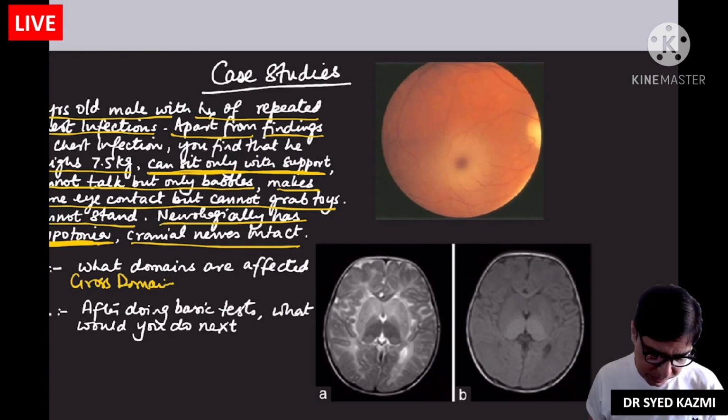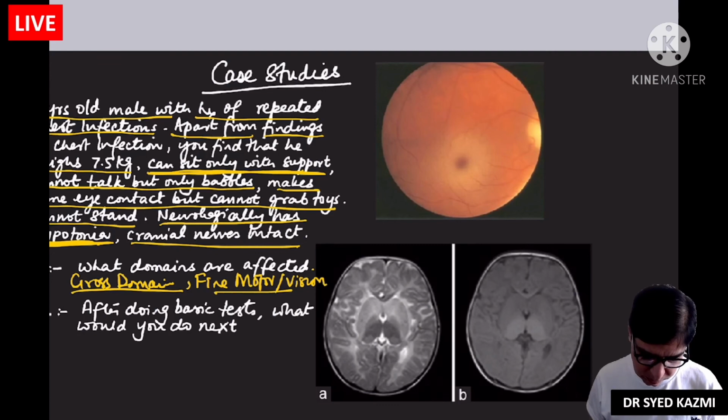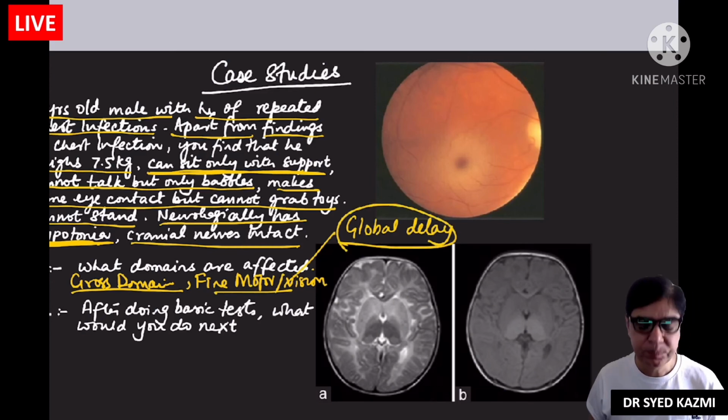He makes some eye contact but cannot grab toys. So his fine motor and vision is also affected. So if 2 domains are affected, then it becomes a global delay. So this child has got a global delay.